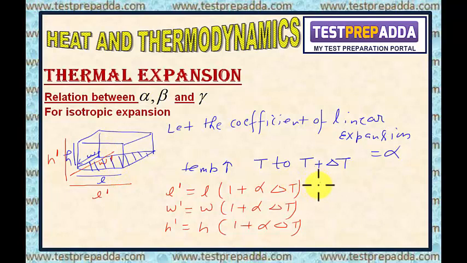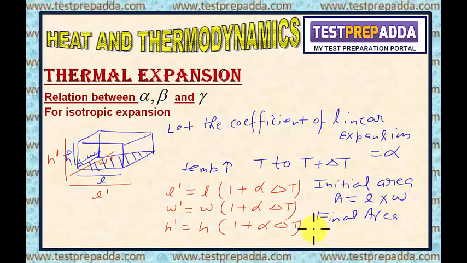Now if I try to write the initial area, let us say A, it will be L into W, length into width. Now if I try to write the final area, after this increase in the temperature, let us say A dash, it will be L dash into W dash, that is the final length into final width. Now how are these two areas related to each other?